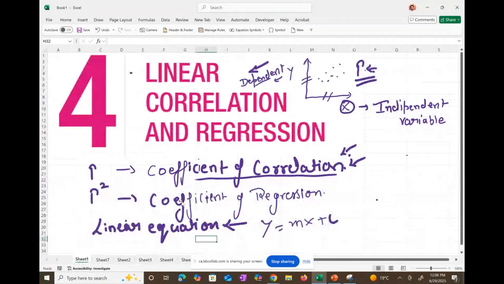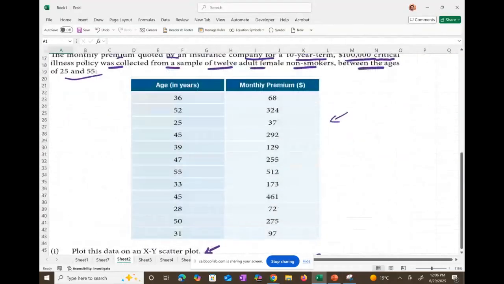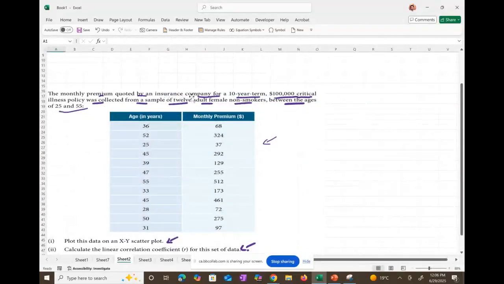All right, coming back to the topic for the day, that is the coefficient of regression. Regression helps us in finding out what percentage of values we can justify based on the given question. So for example, this question tells us that the monthly premium quoted by the insurance company for the last 10 years, for a 100,000 critical illness policy, was collected from a sample of 12 adult female non-smokers between the ages of 25 and 55. So this is the sample given to us.